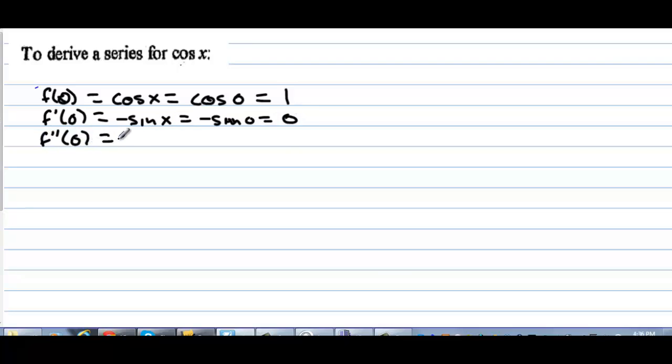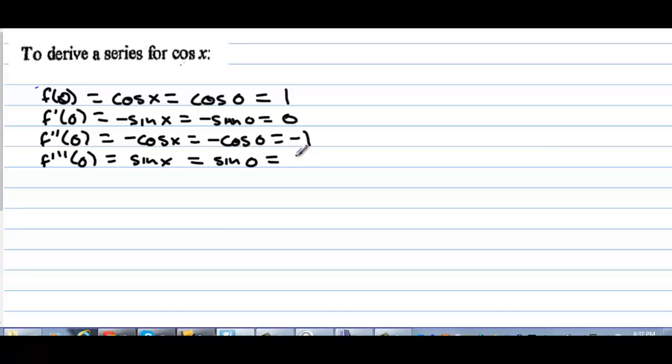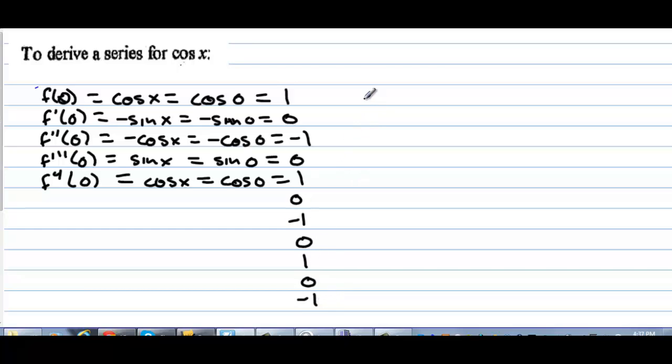The second derivative is negative cosine of x, and that's negative cosine of 0. That is going to be negative 1. The third derivative is going to be sine of x, which we're evaluating at 0. That's 0. The fourth derivative is cosine of x, and we have cosine of 0, that is 1, and we're back to where we started. So that goes 0, negative 1, 0, 1, 0, negative 1. You'll keep doing that forever.